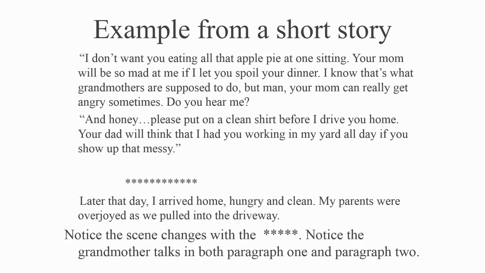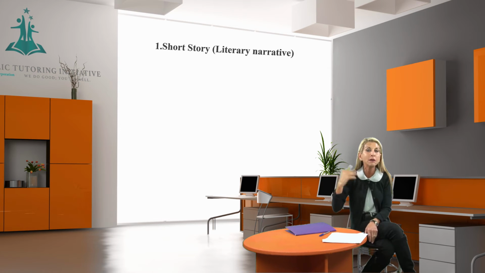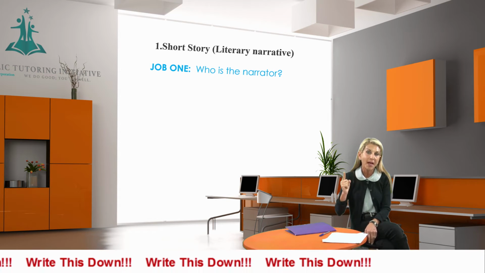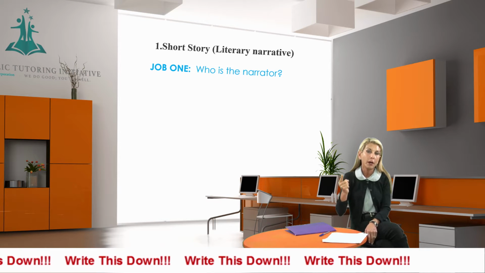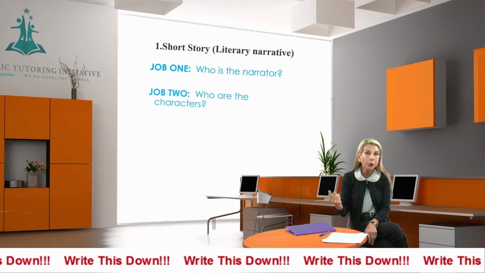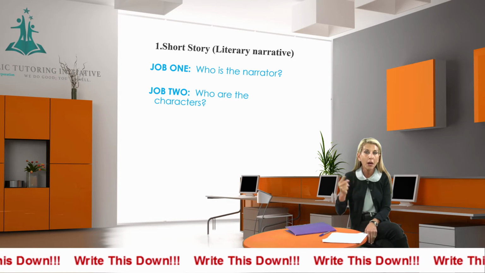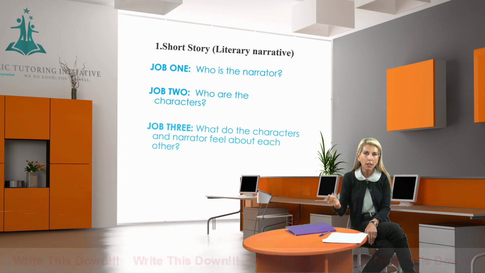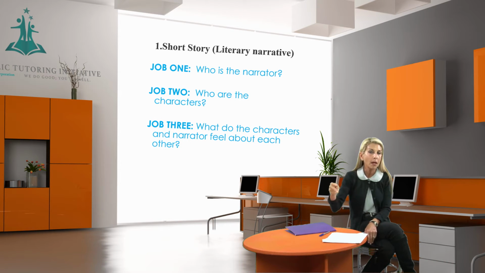All right, so through this example, you've been able to see a few things that I've been talking about. The grandmother is talking in both of the first paragraphs. Then those asterisks, those little stars, show up, cluing us in that the scenery changed, okay? So job 1 on the first passage is to figure out who the narrator is. Job 2 is to figure out who the characters are and the link between the narrator and the characters.